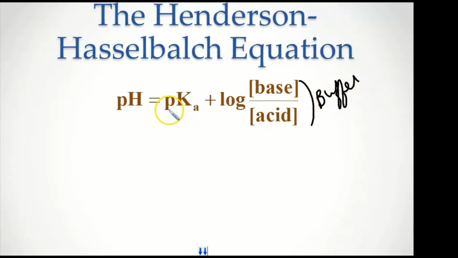Okay? Anytime you put a little p in front of something, it means negative log, such as pH, it's the negative log of H. Well, pKa means negative log of the Ka. So that's another way to look at it. Instead of pKa, it's negative log of the Ka. So, a really important equation. Love this equation.